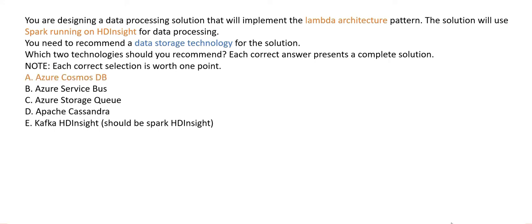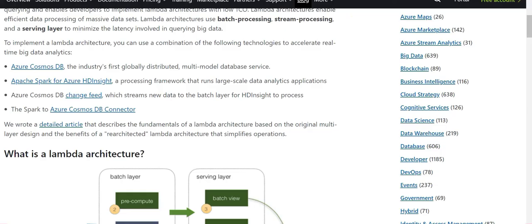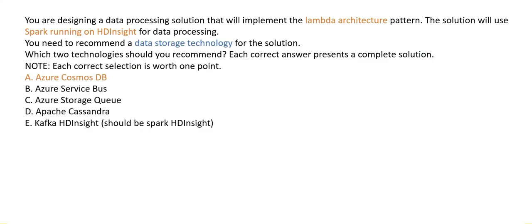So Cosmos DB would be correct because, as we saw on that Azure documentation, we saw Cosmos DB and Azure Spark for HDInsight. So Cosmos DB itself is a database for data storage, so you can use that. So Cosmos DB looks correct. So let's look at Service Bus.